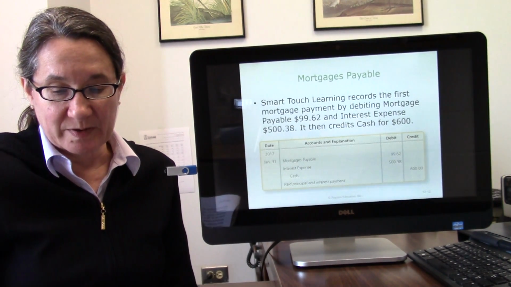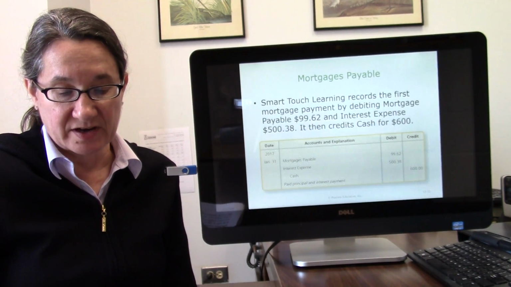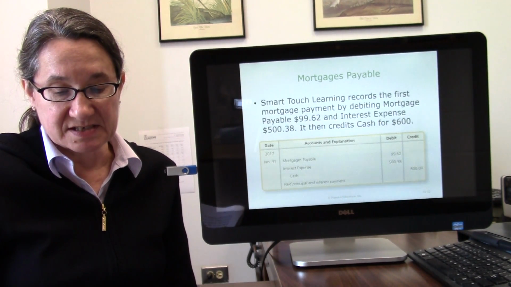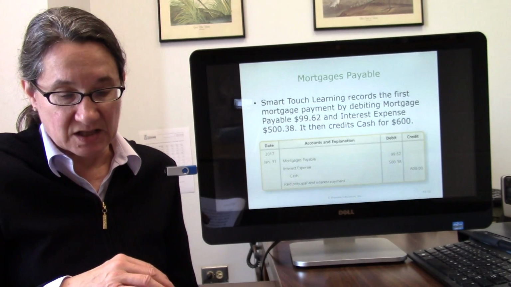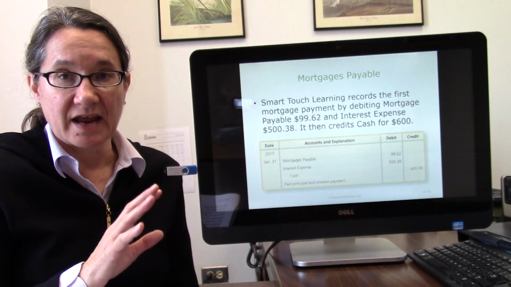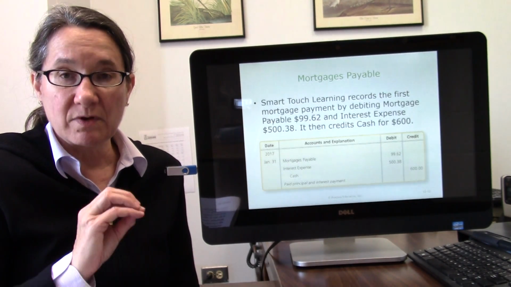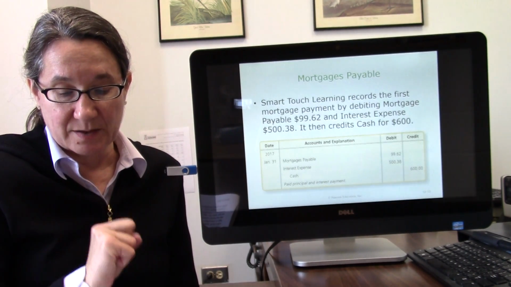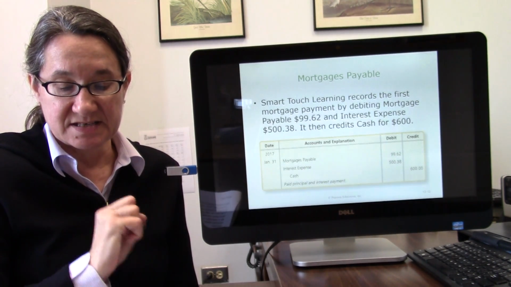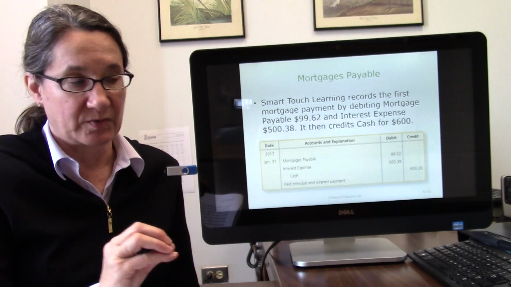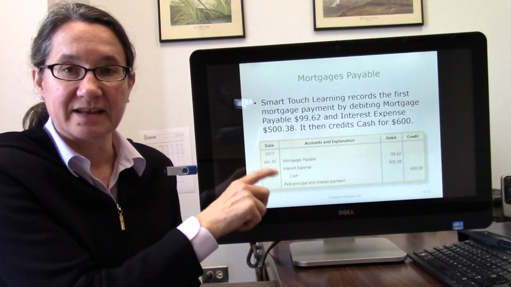Each mortgage payment will be recorded in a similar journal entry using the amortization schedule amounts. Now in this class, we will not calculate an amortization schedule. We will need to be able to journalize and post payment entries separating interest expense and principal reduction. So you need to be able to do a transaction like this.